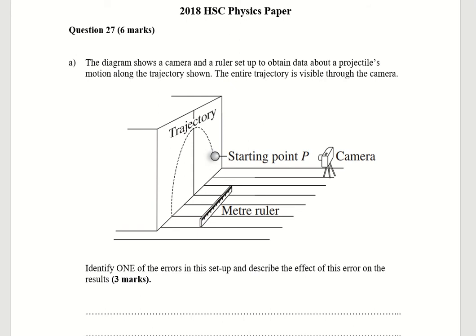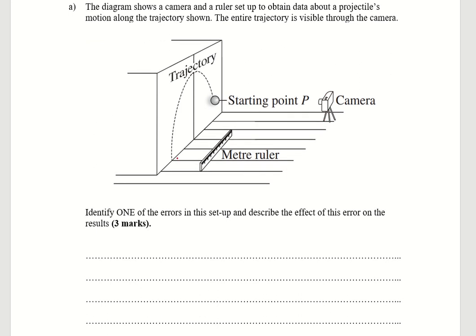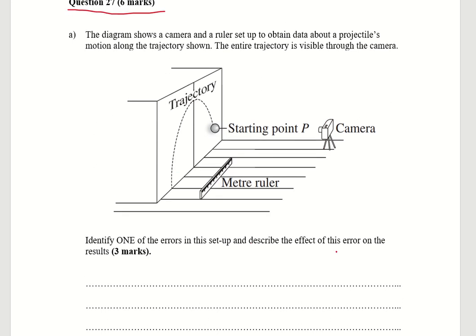Alright, so this question we're going to go through today is from the 2018 HSC physics paper, question 27. The diagram shows a camera and a ruler set up to obtain a projectile's motion, trajectory shown below. The entire trajectory is visible through a camera. Identify one of the errors in this setup and describe the effect of this error on the results.